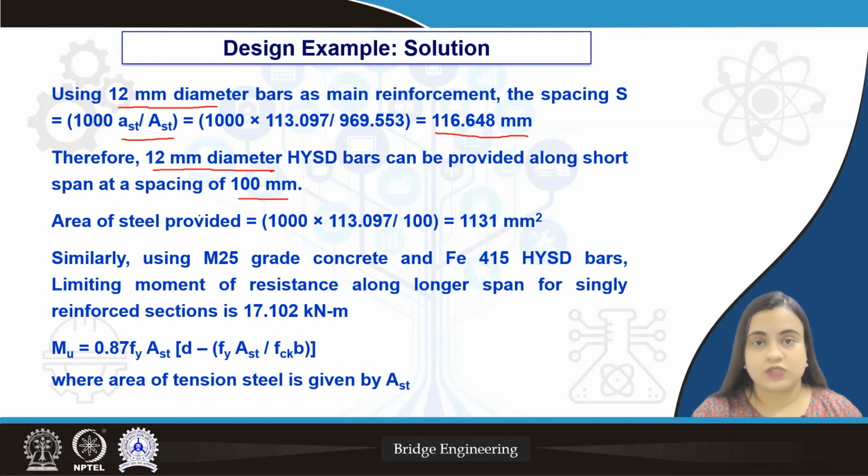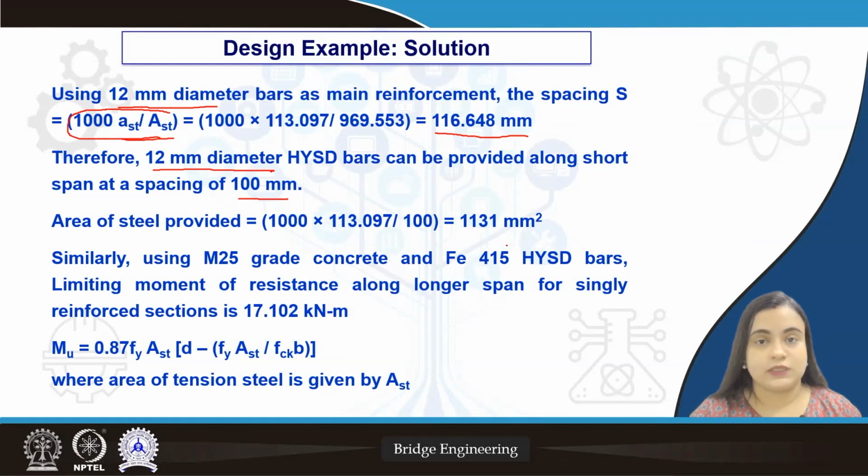So once we change the spacing, the area of the steel provided will be different from what is required. And what is the amount of the steel provided? That can be obtained by rearranging the terms in this expression. So here the actual area of the steel provided Ast can be obtained as 1000 small ast by S.